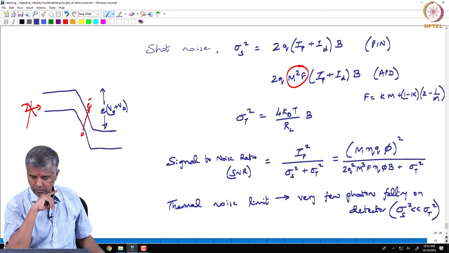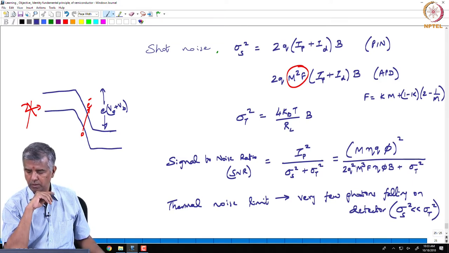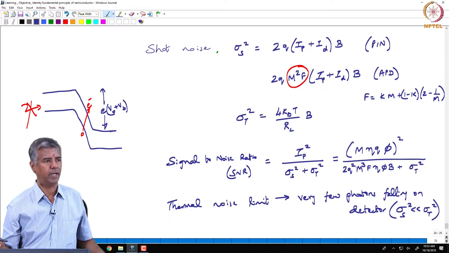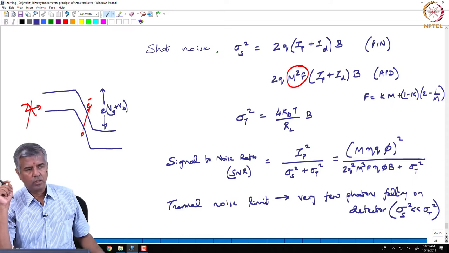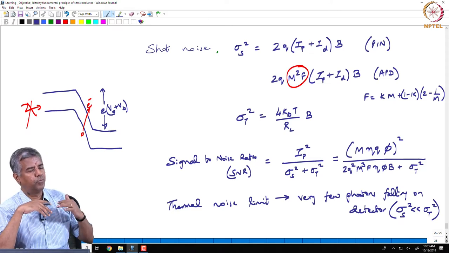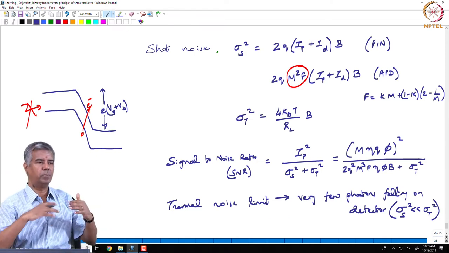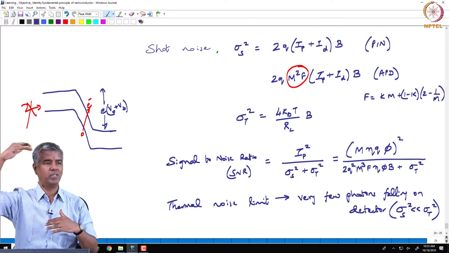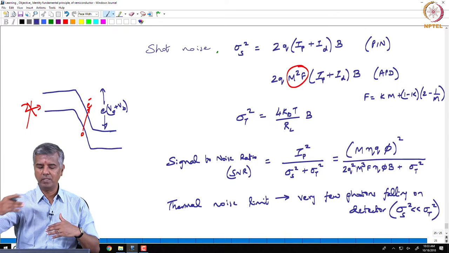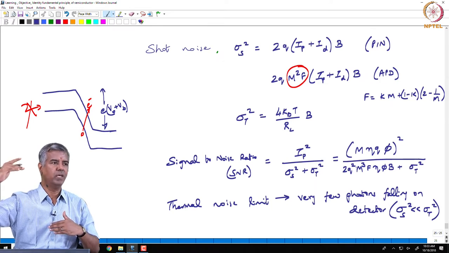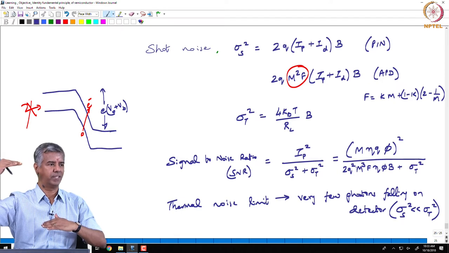So, we can just say that when you have the thermal noise limit, that is sigma_T square is far, far greater than this other factor, then you know that your shot noise is so low that you can afford to use an APD and increase the shot noise. So, in my thermal noise limit, when you have very few photons falling on the detector, my thermal noise depends on the receiver gain that I will set up, right. So, more the gain, more will be my thermal noise, okay. So, my thermal noise will be over here, but my shot noise is over here, okay.